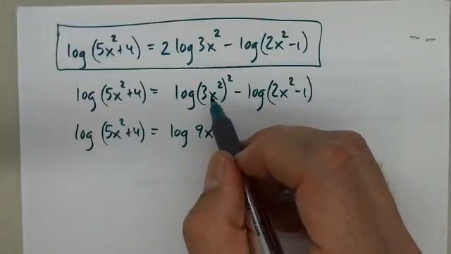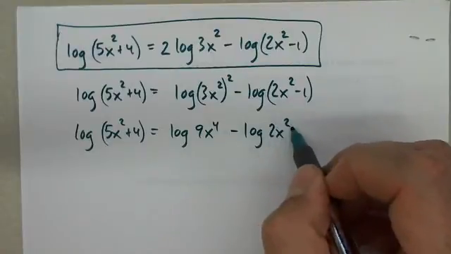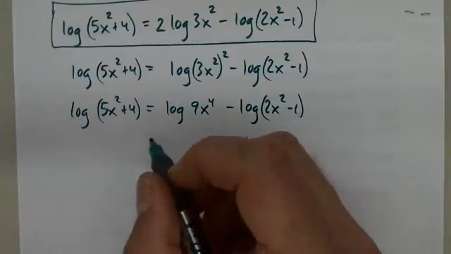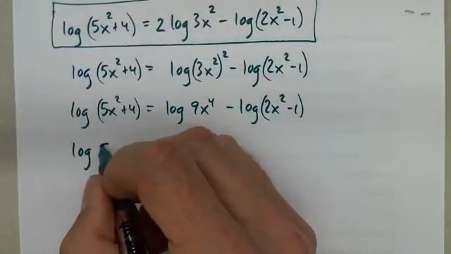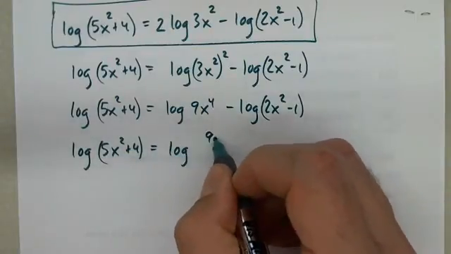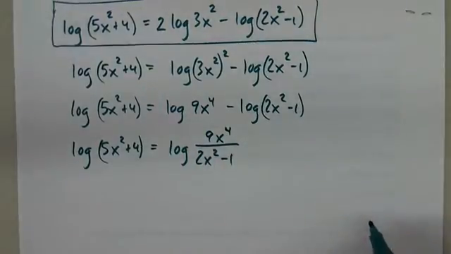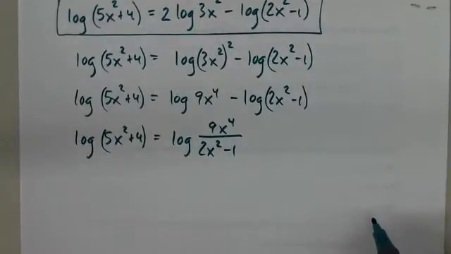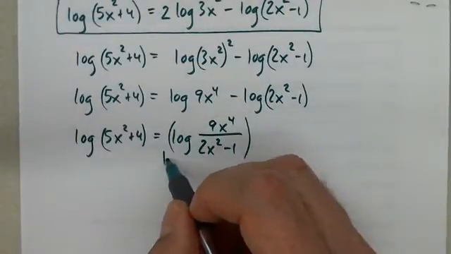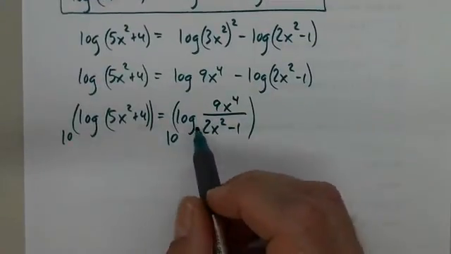So let's do that. Let's square this, 9x to the 4th. And we have subtraction, the difference of logs, so that's going to turn into a quotient. All right, and we're going to make both of those the exponents of 10 because this is log base 10.